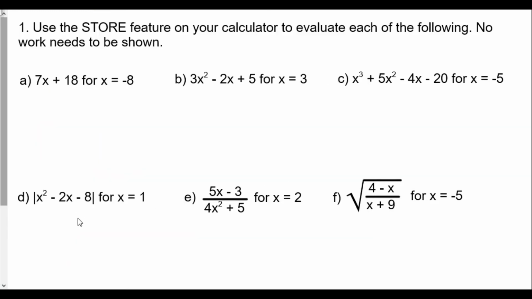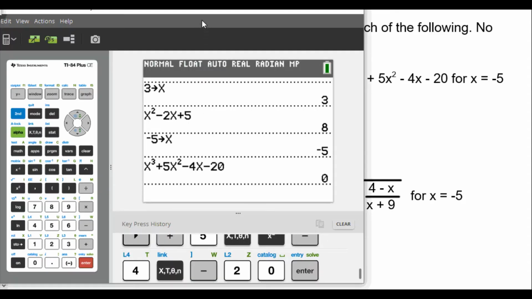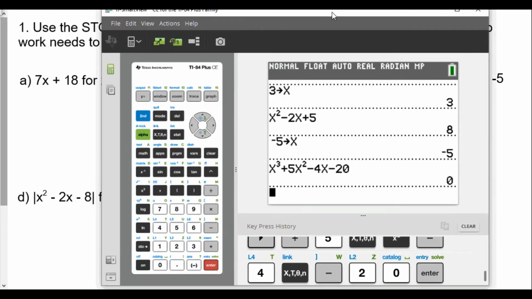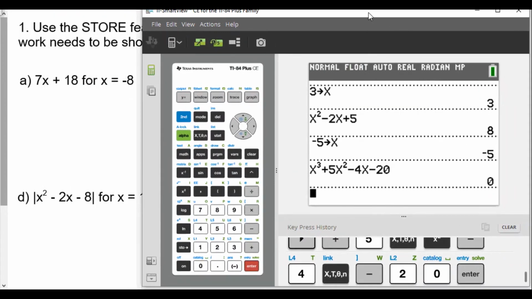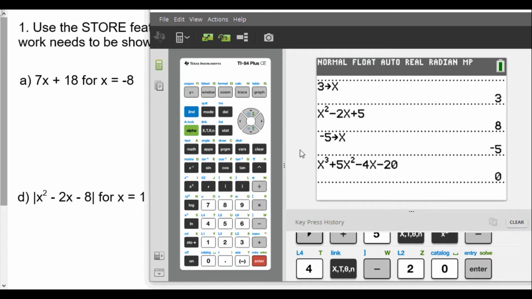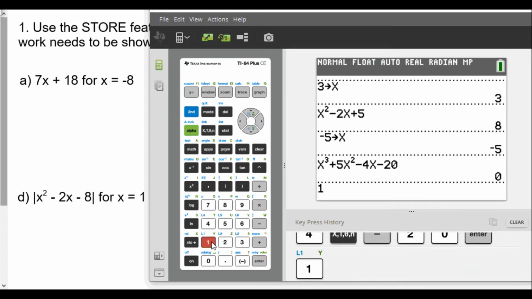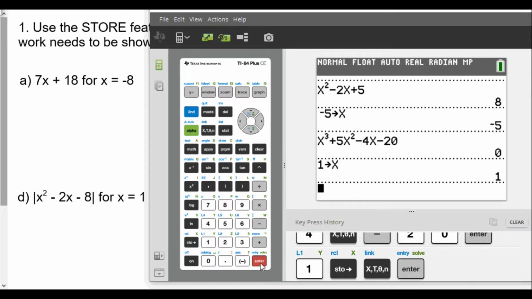Absolute value of x squared minus 2x minus 8 for x equals 1. Look at the problem as well. X equals 1, right? And so here we're going to store 1 into x. Enter.